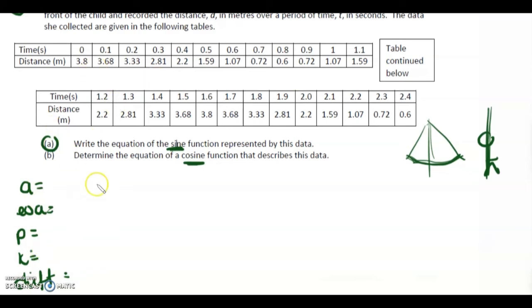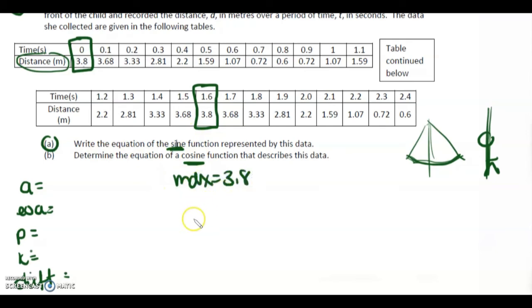So when I'm looking through here, in order to find the amplitude and equation of axis, I'm going to look for a max or a min. What is the biggest number that we see in the y column? I think it is 3.8. So 3.8 occurs here, then 3.8 occurs here again. So maybe max is 3.8. Now let's look for the min. The smallest number is 0.6, and then it reaches 0.6 again here.